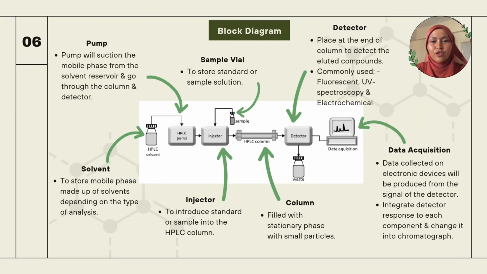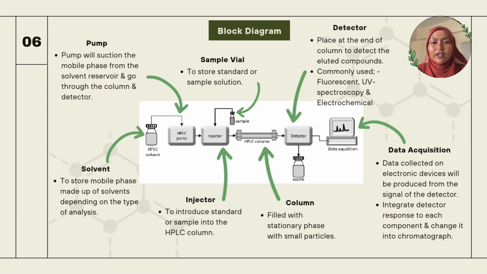Now, let's move to the block diagram. First, the caffeine standard or soft drink will go through the HPLC solvent reservoir. It is to store the mobile phase made up of solvents depending on the type of analysis. Next, the HPLC pump. It will suction the mobile phase from the solvent reservoir and push it through the column and detector.